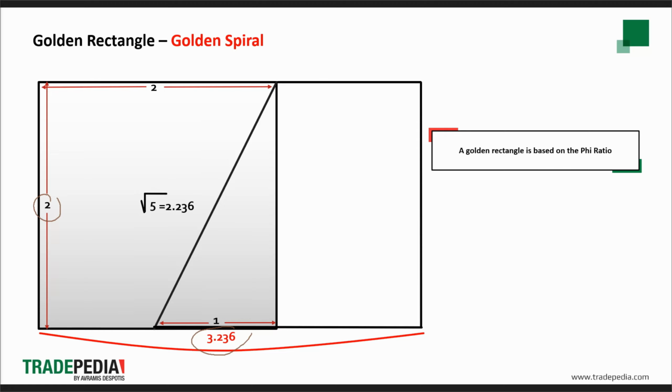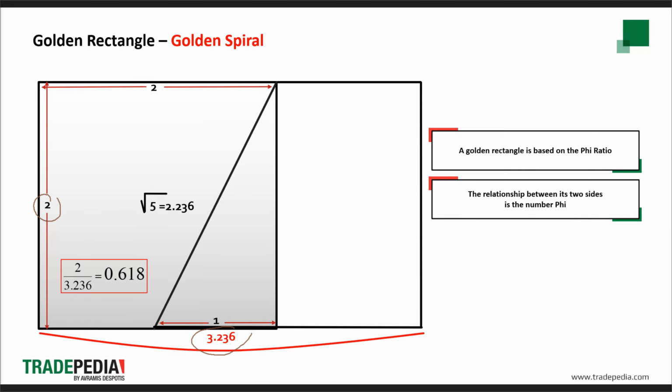If we make this rectangle here, and you divide 2 by 2.236, you get 0.618. Hence, we have created a golden rectangle. This entire rectangle you see on the screen is basically a golden rectangle right there. Pretty cool, right?